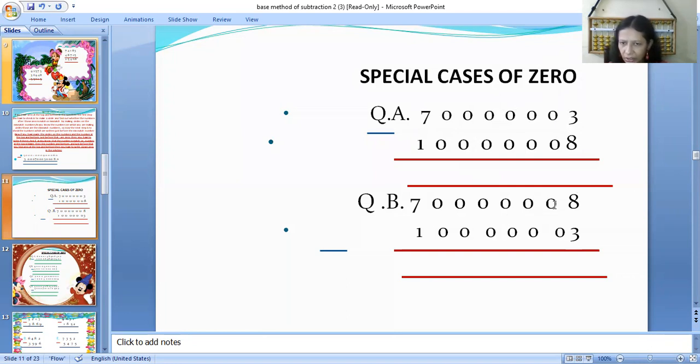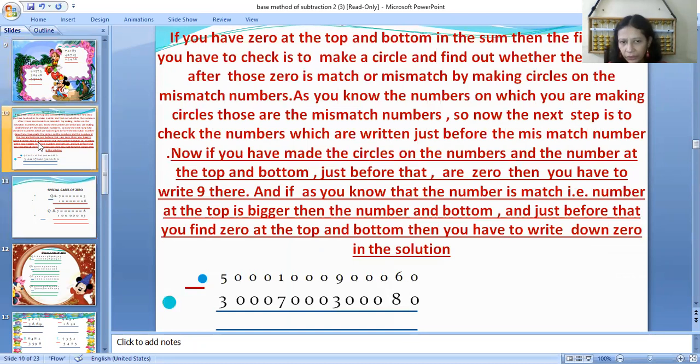And this is also the same question, the only difference is I have made it 8 and 3 here. This is the match number here. In this question, you will not make any circle. So how will you deal with these cases? Now, what will you do? You read here, I have written here.